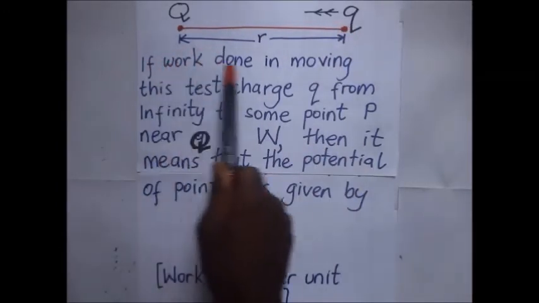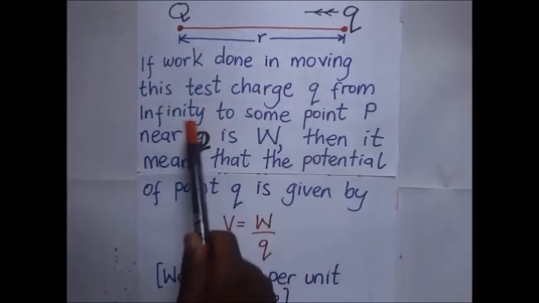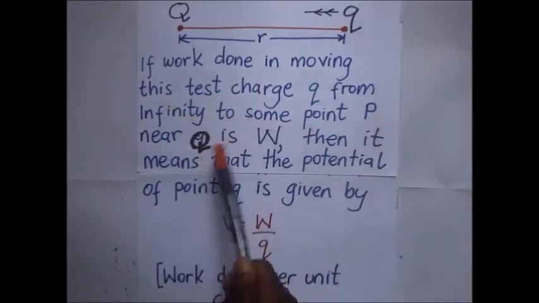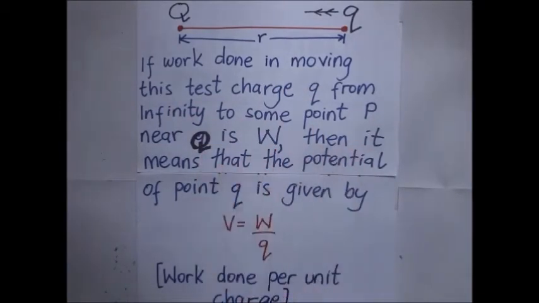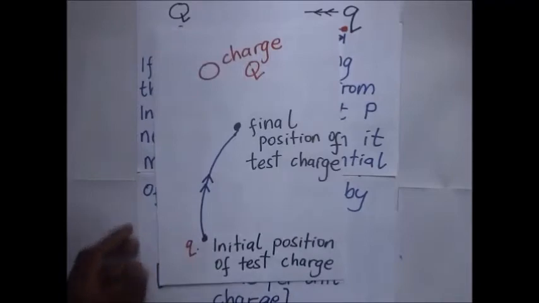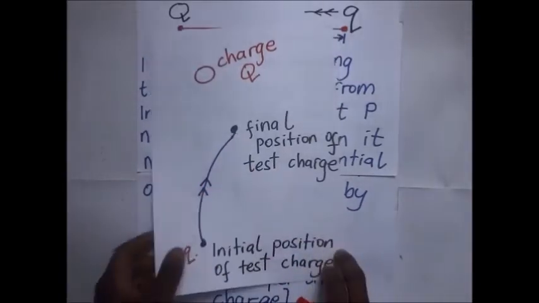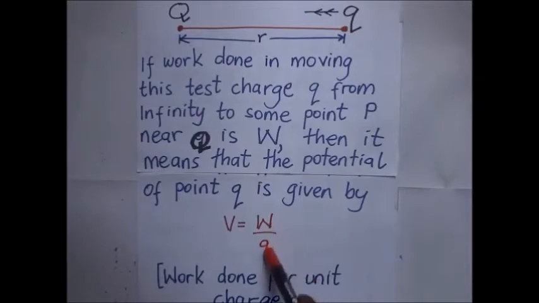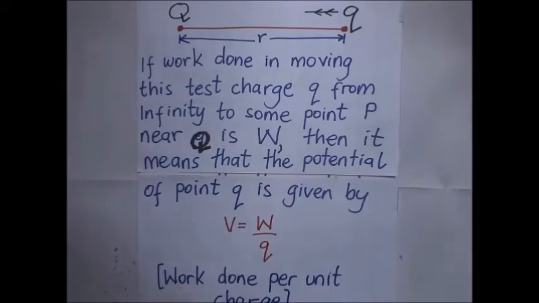So in this case, if work done in moving this test charge from infinity to some point P near Q is W, then the potential at that point is given by work done per unit charge. That is the potential V. And the SI unit for potential comes from the formula work done per unit charge. Work is in joules and Q is in coulombs. So the SI unit is going to be joules per coulomb, which is equivalent to 1 volt.